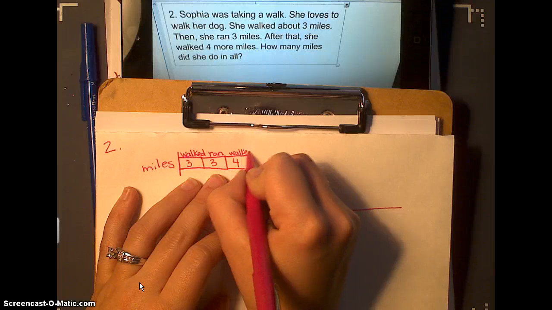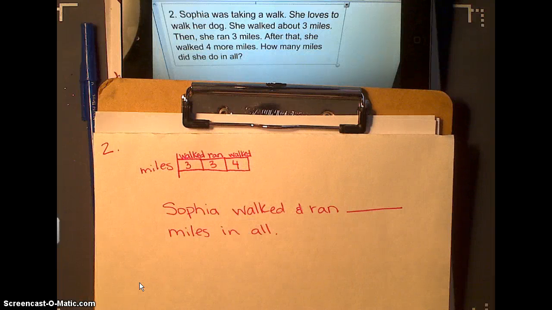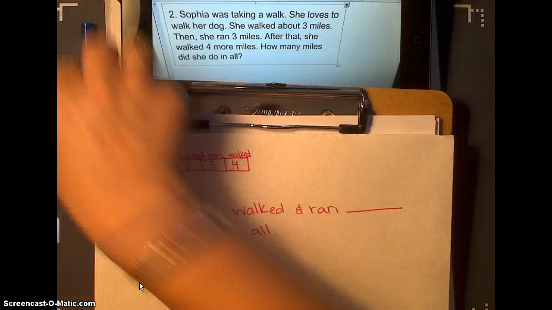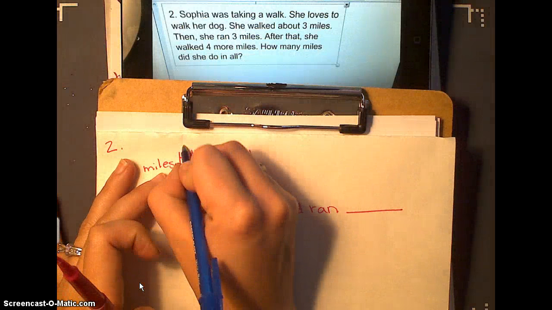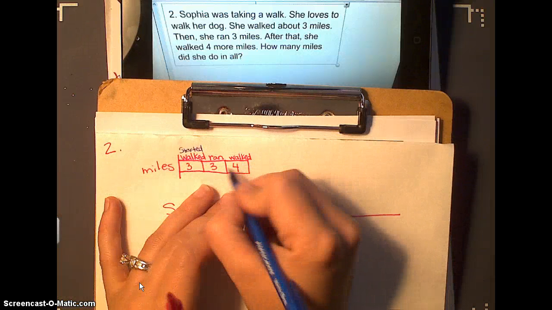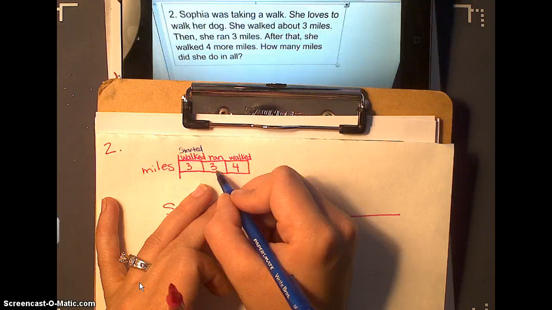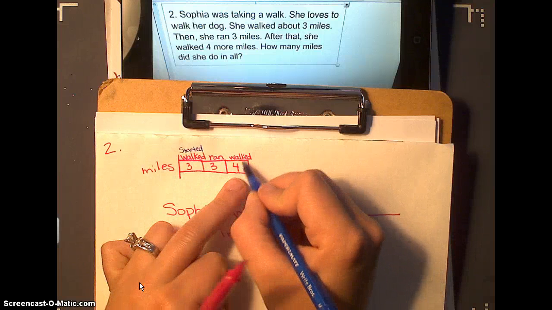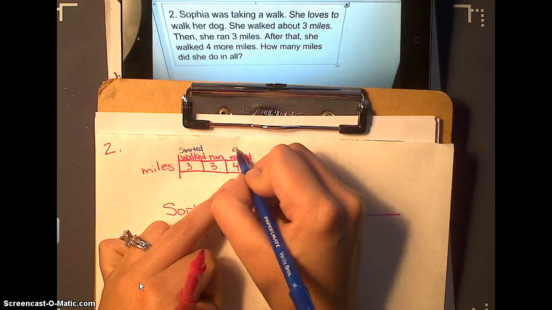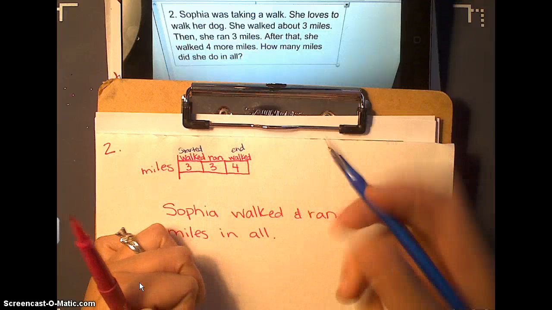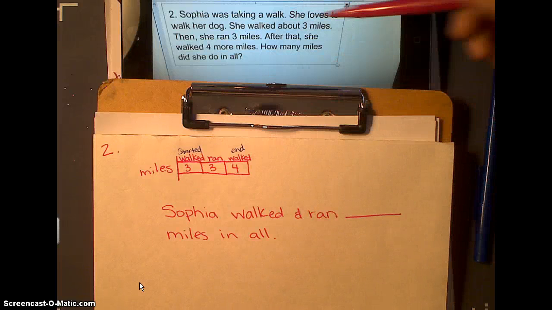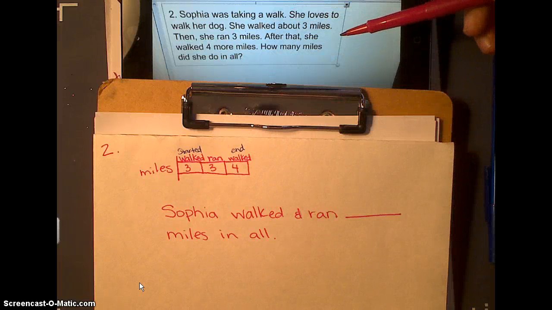Walk. And another thing that you could do, instead of saying walked, ran, walked, you could also label these as start, because this is the first part where she started. She started by walking 3 miles. Then she ran 3 miles. And then she walked, and this is towards the end, so you could even say towards the end if you wanted. Started, ran, and then ended. You can pretty much label it any way that you would like, as long as it goes with what the story problem is saying. Okay?